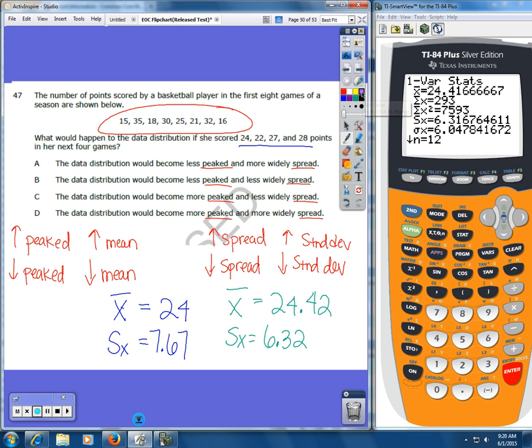All right, so if I look here at my data, the mean has increased, and the standard deviation has decreased. So that means that my data should be more peaked and less spread. And that would be C, more peaked and less spread.